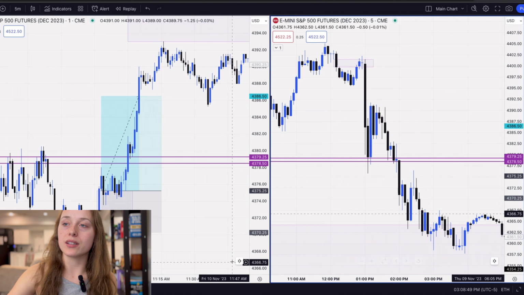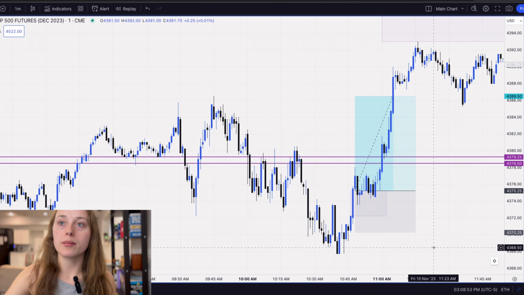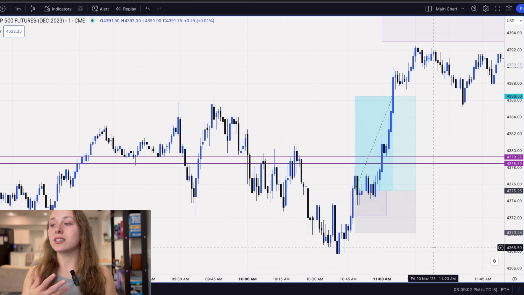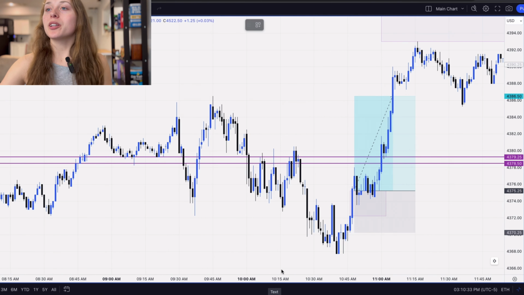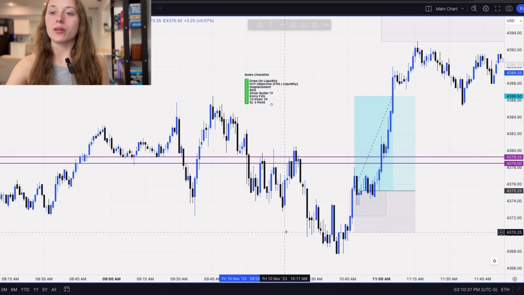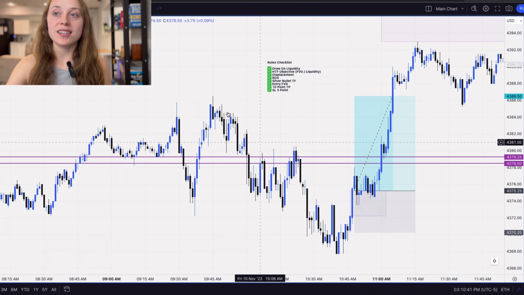Let's go over into this other chart where I talk about a buy potentially. This one is more something I'm looking for, because it is in our silver bullet time frame. So when we're looking for our trades, we are following this checklist that I have made out as a template. Feel free to copy and paste.